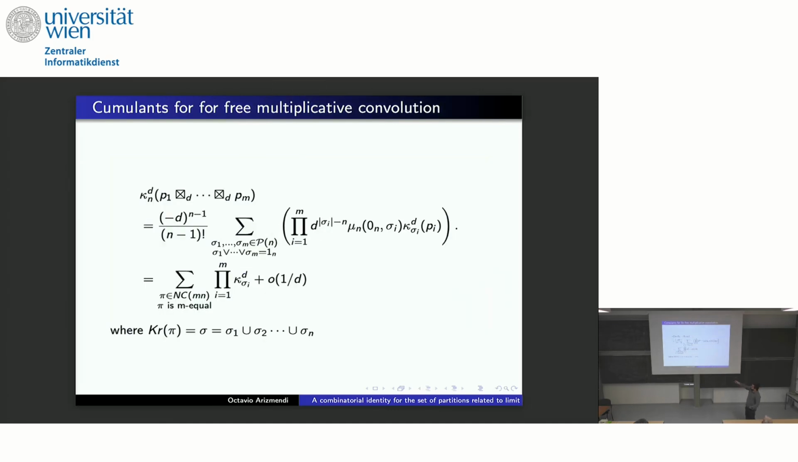By the way, we can also do any multiplicative convolution with many guys, and in the limit, of course, we will get m-equal partitions. You take this condition, and that's why I asked in the morning about this. All block sizes are m. Yes. Okay, so in the limit you get this, but you see these are not the blocks of pi, but of the Kreweras complement.